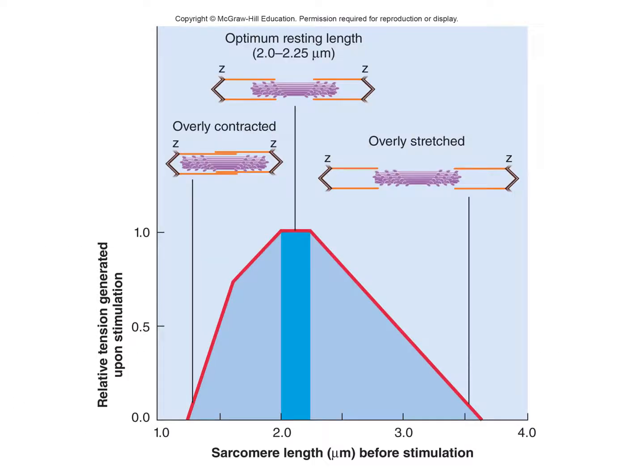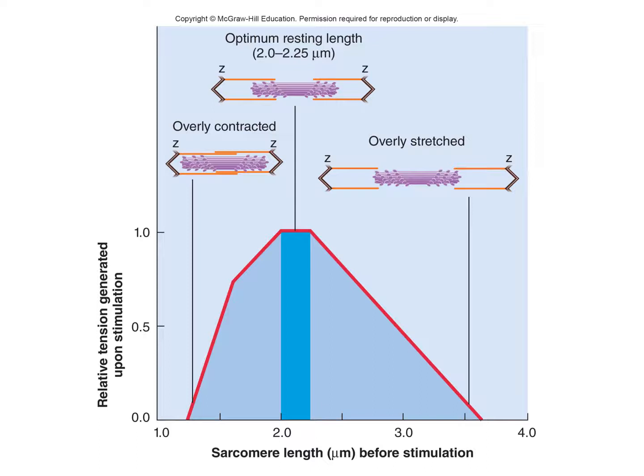We can look at theoretical calculations that are based on this principle. So on the x-axis here we have sarcomere length in microns or micrometers before stimulation occurs. And then on the y-axis we have the relative tension that's generated once stimulation occurs. So if we look at optimum resting length, this would be the length between one Z-disc and another, so the length of an individual sarcomere optimally before contraction is going to be 2 to 2.25 microns. That means that there is enough overlap between myosin and actin that you're going to have plenty of contact between those myosin heads and actin binding sites, such that you can contract maximally from that point.